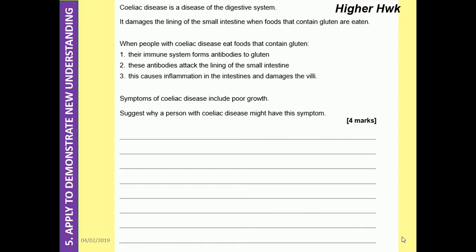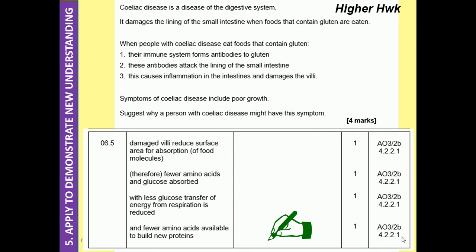So we've got issues with the villi. Okay, the villi is where the small soluble molecules are going to be absorbed into the bloodstream. So there's damage there, so that's going to affect the absorption. And we've been told that someone with celiac disease has poor growth. Okay, so let's have a look at the mark scheme. So we've got damaged villi, which reduces the surface area for absorption. Okay, that's 1 mark because we've referred to the surface area resulting in less absorption.